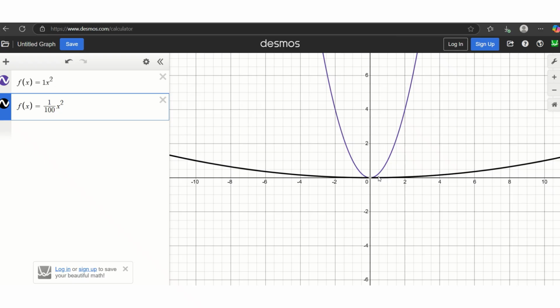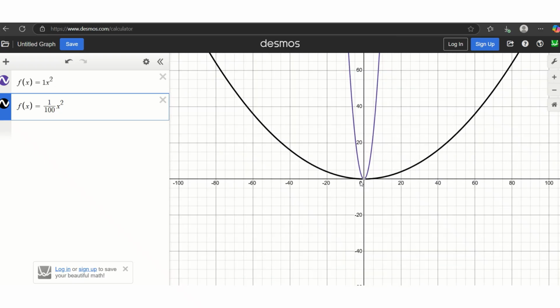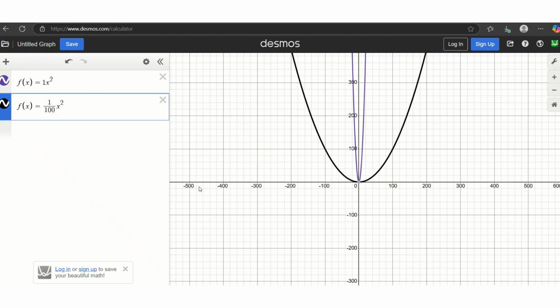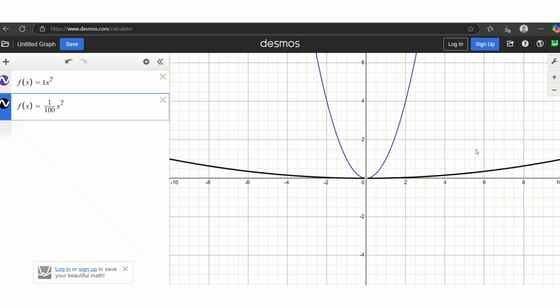If I were to zoom way, way out, you could start to see that it is still a parabola. But notice what my window is here. I'm going out to 500 and 600 to be able to get that parabola-y kind of shape. When I zoom in, it looks flatter, and that's that compression.